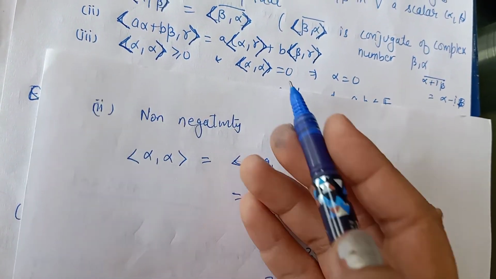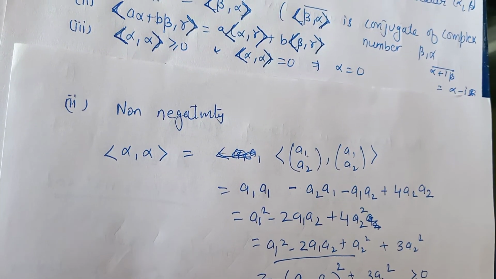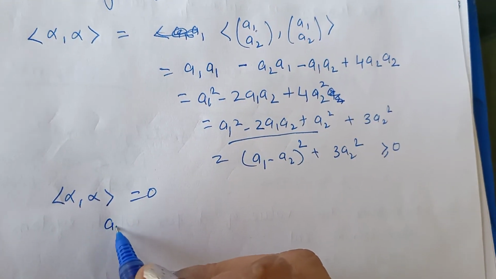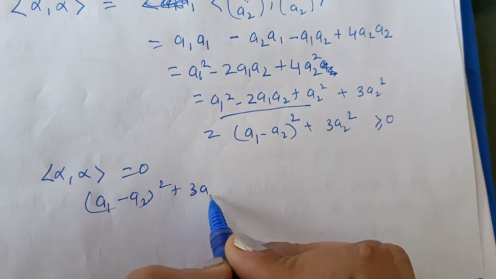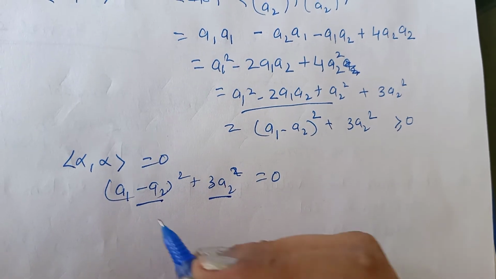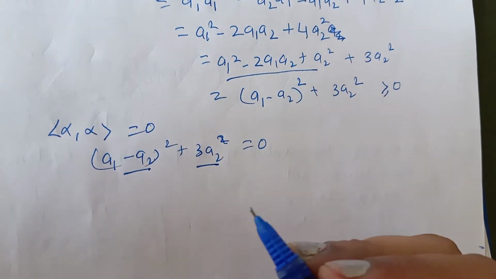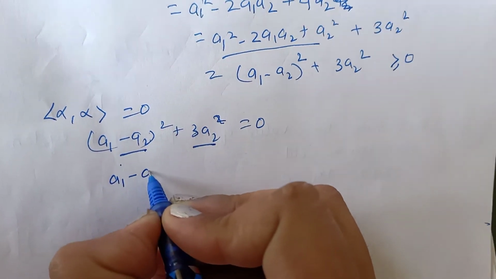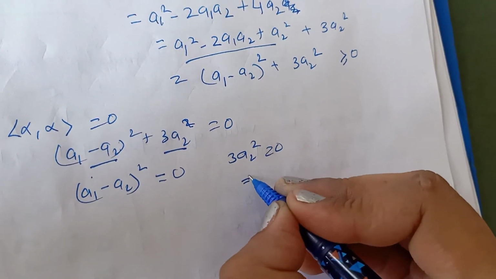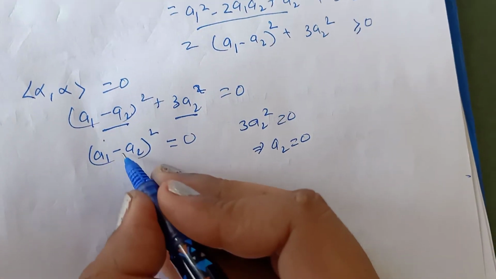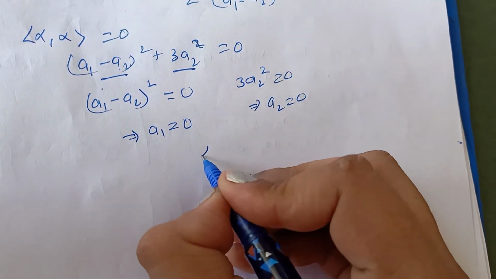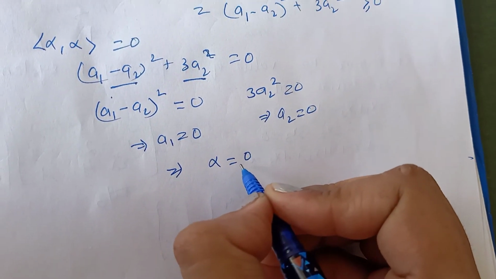So I am now doing this second part, that the inner product is 0 only when alpha is 0. So we have to prove that alpha is 0. So this is the inner product. When will this inner product be 0? It will be 0 only when this term as well as this term is 0. The sum of two non-negative numbers is 0. It means this number has to be 0 and this number has to be 0. 3 cannot be 0. It means a2 has to be 0. Now a2 is 0. From here we will get a1 as 0. So what we obtained actually? We obtained both the coordinates of alpha as 0. So it implies alpha is 0.